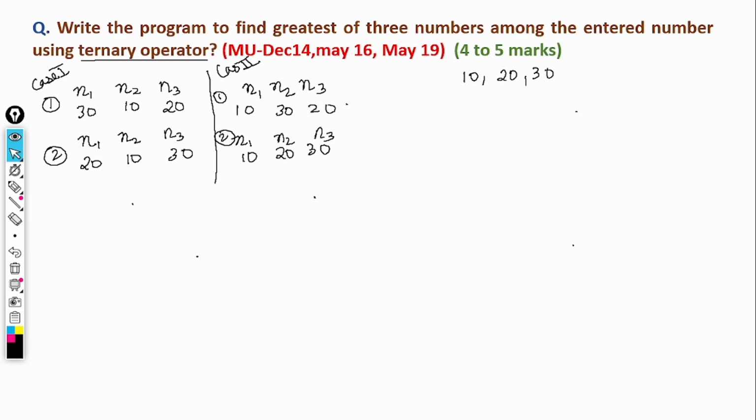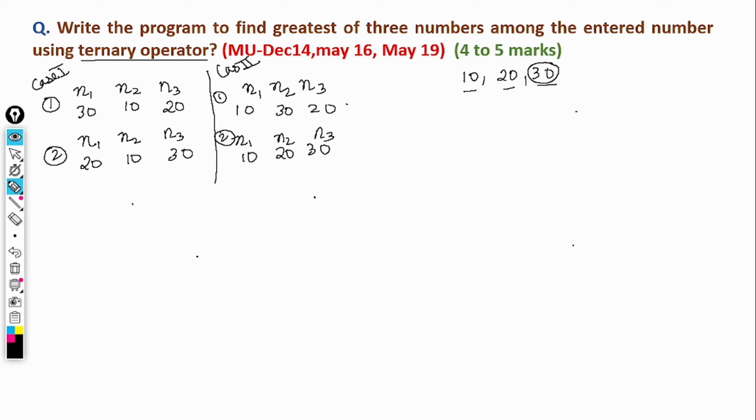So let us just start the lecture. This is a university question which has been asked 3 times. The question is: write a program to find the greatest of 3 numbers using the ternary operator. Give 3 inputs to the C program, which are 10, 20 and 30. The C program should tell you that 30 is the greatest of the 3 numbers. That's it. The only catch with this question is that you are supposed to use only ternary operators.